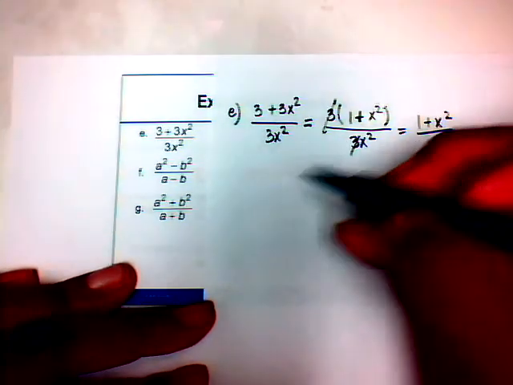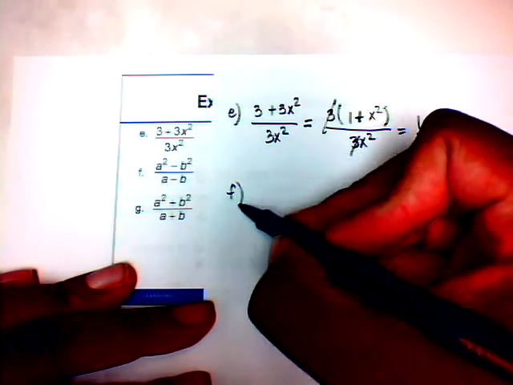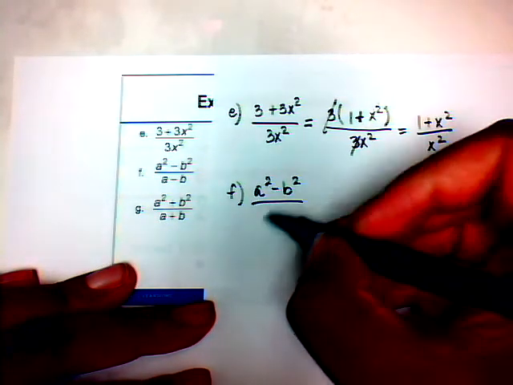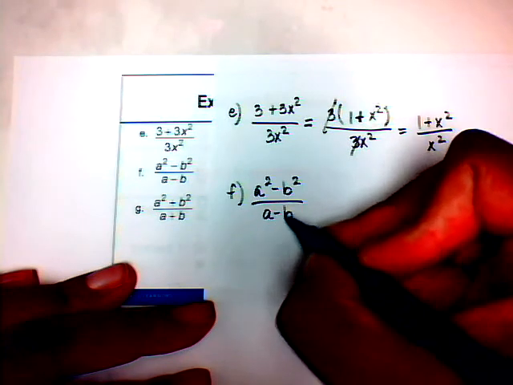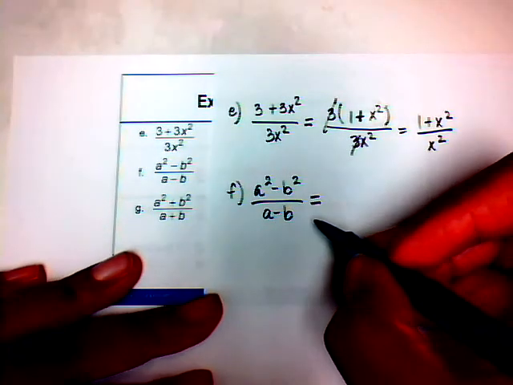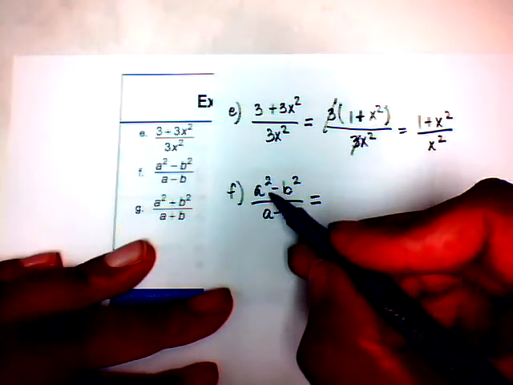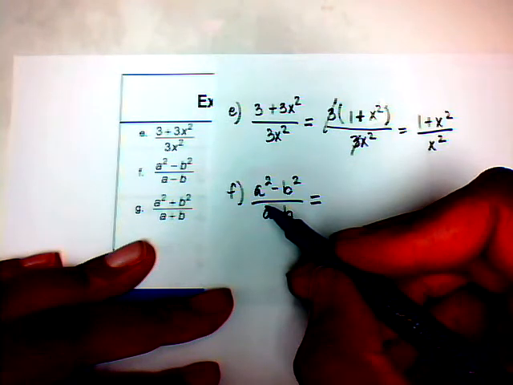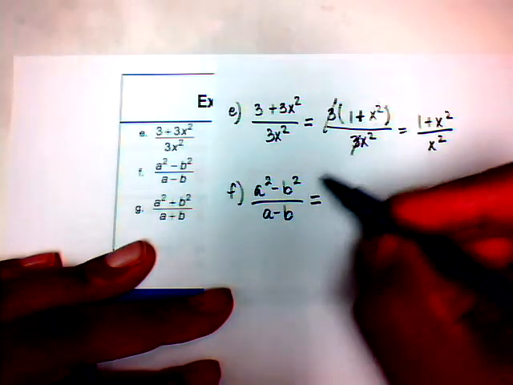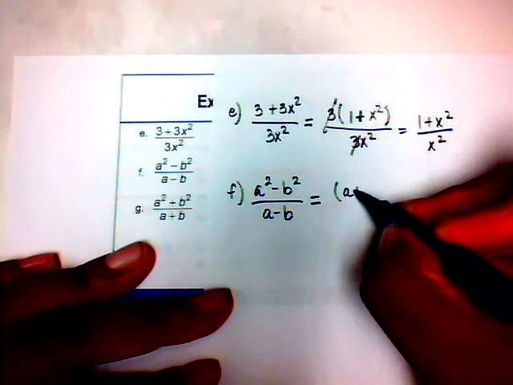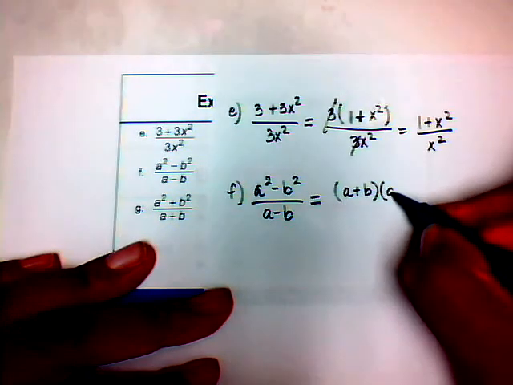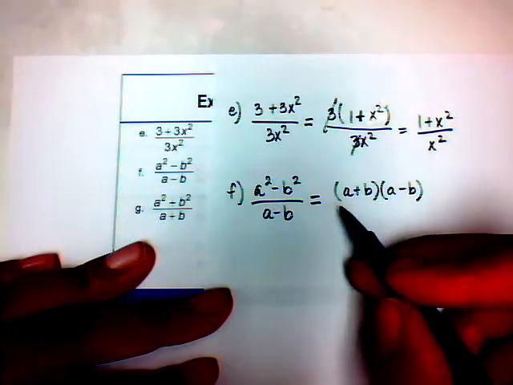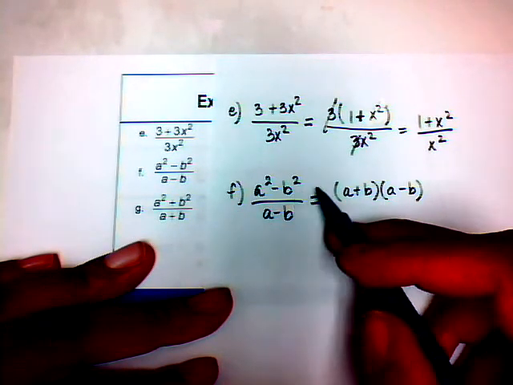Okay, look at part F. We've got a squared minus b squared divided by a minus b, and we want to reduce this to simplest form. Well, a squared minus b squared, if you recall from one of the videos, is the difference of squares, which can be factored into this. One term is a plus b, the other term is a minus b.